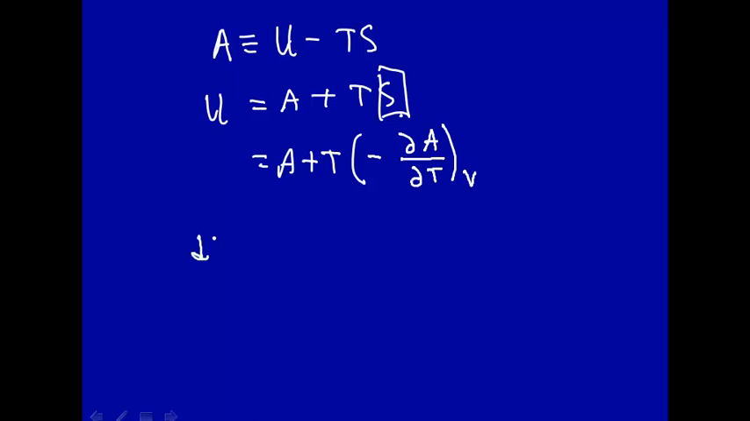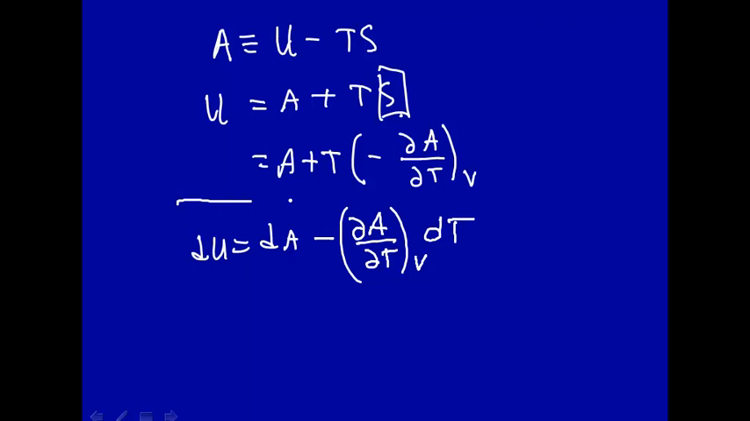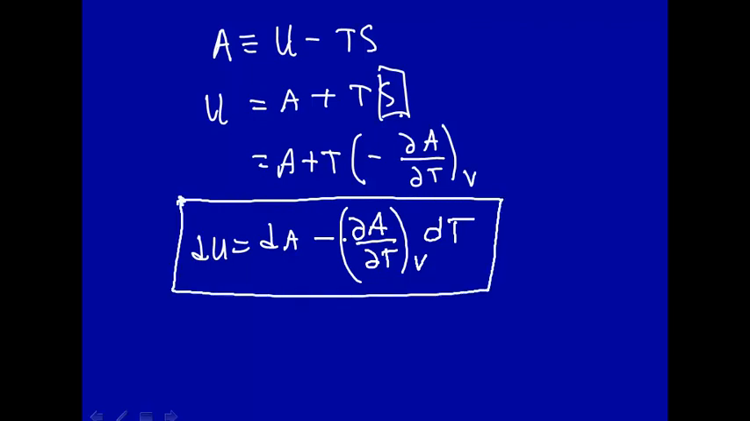Take the differential. dU is dA plus, and we'll put the T over there. This is a constant, and that's a minus sign there, so I have to put the minus sign there. Minus how A changes with temperature at constant volume times dT. So there's the analogous expression.